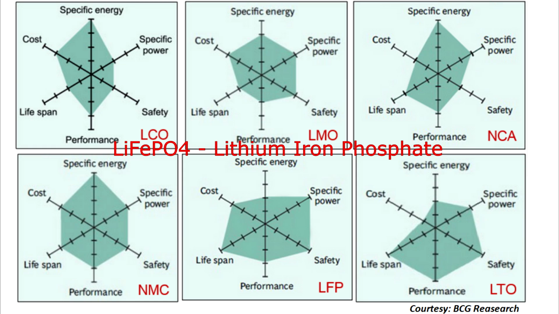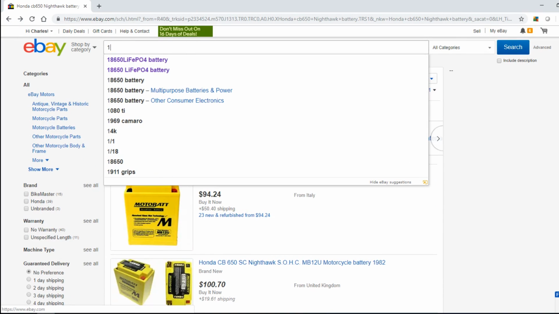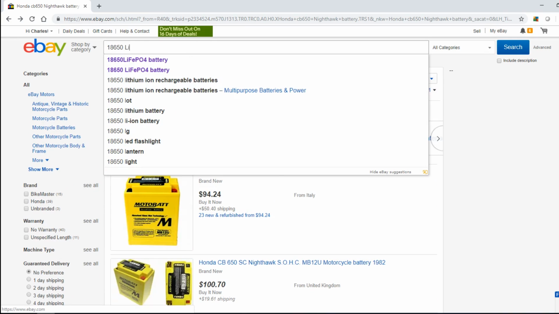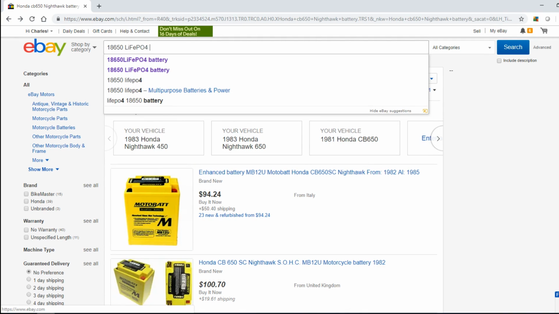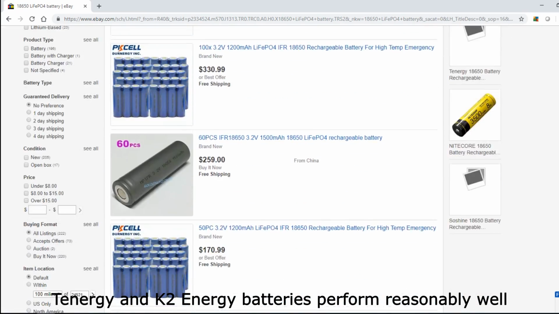This project requires LiFePO4 chemistry, that is lithium iron phosphate. Lithium ion and lithium polymer batteries will not work. The cell type I'll be using is known as 18650, that is 18 millimeters wide by 65 millimeters tall. Of all the places I searched for these batteries, it seemed the best selection was found at eBay, and the prices were pretty reasonable too.